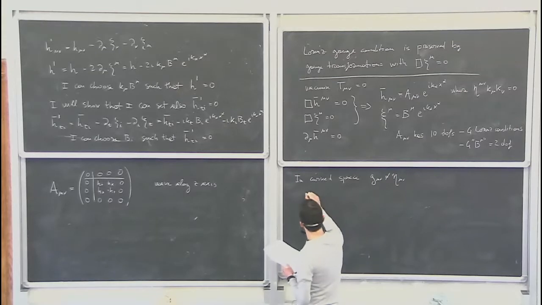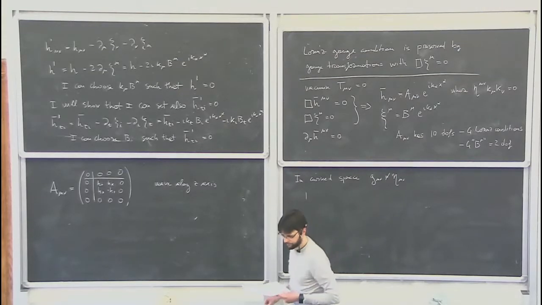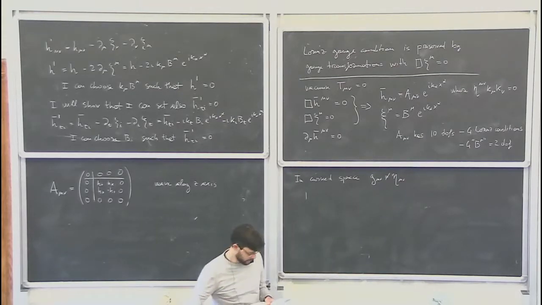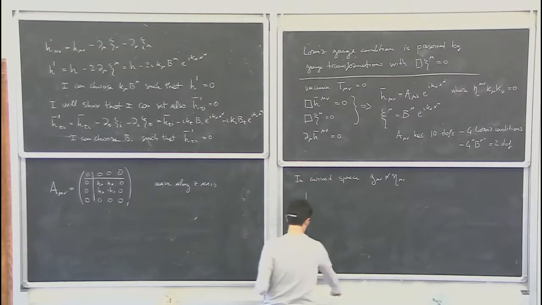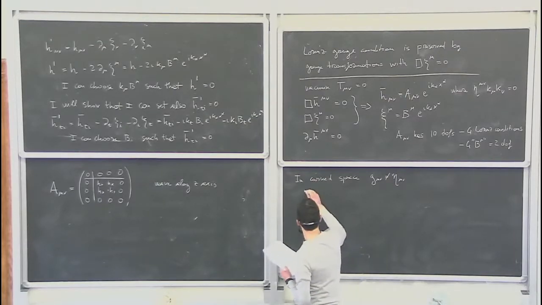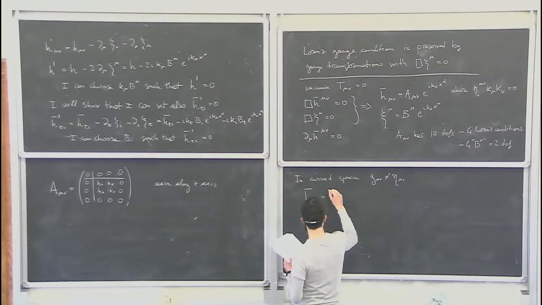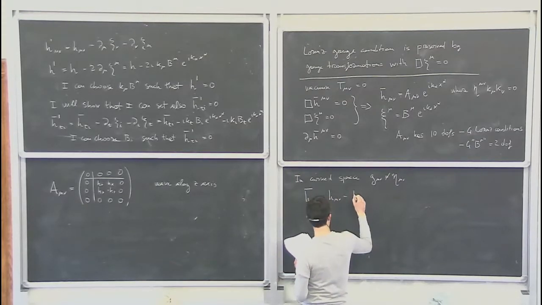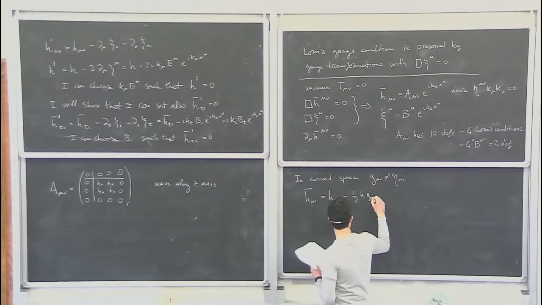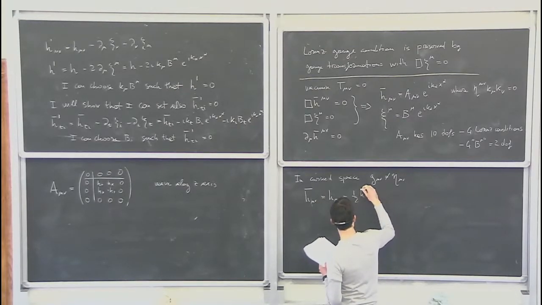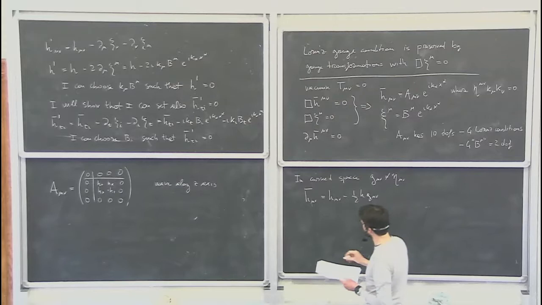I can still introduce the same trace-reversed metric perturbation as I did before. So I can define h bar mu nu equals h mu nu minus 1/2 h g mu nu. I still have the freedom to do that. This is just the definition.